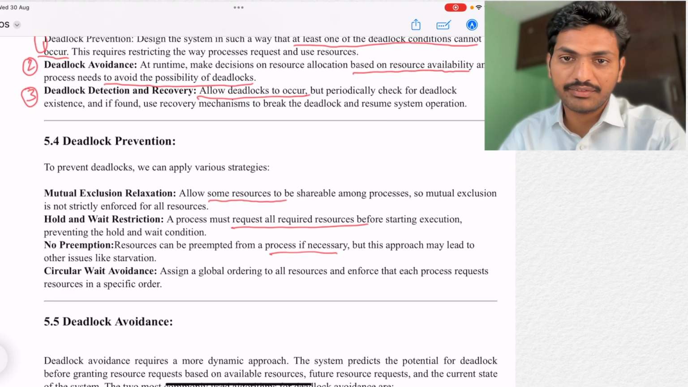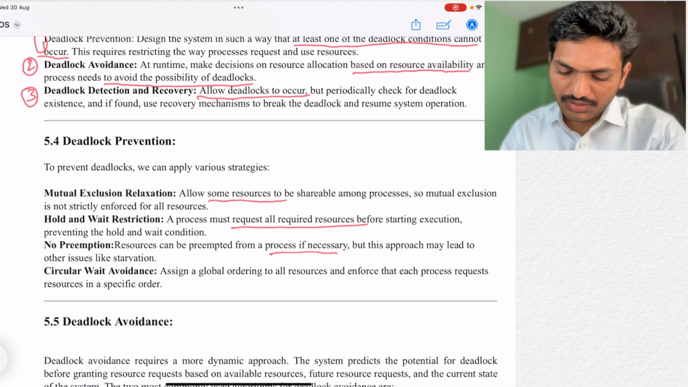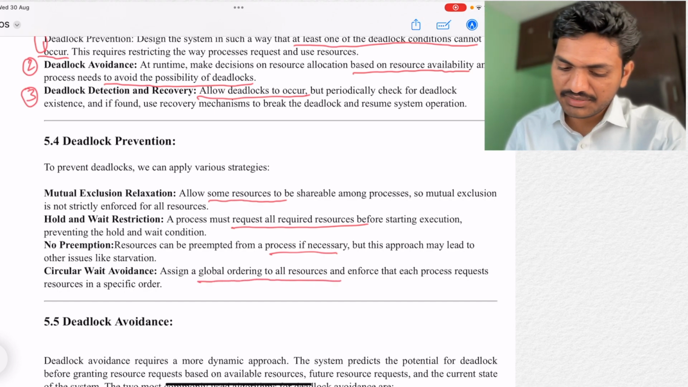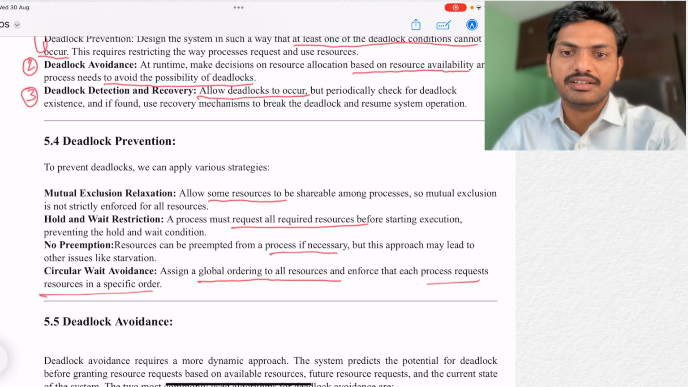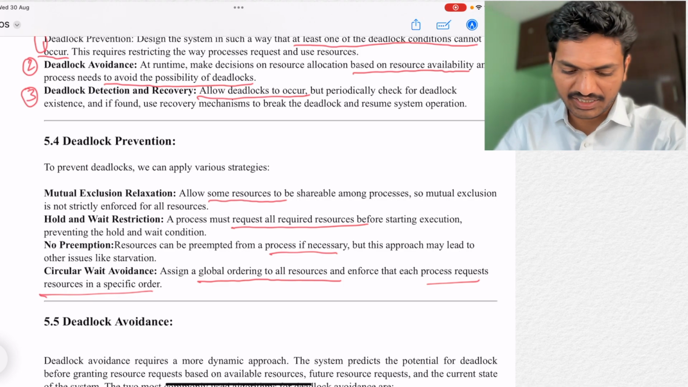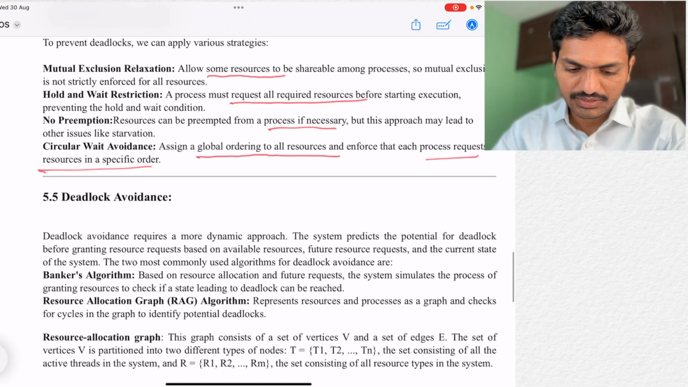Circular wait avoidance. We need to avoid this also, right? We will follow some ordering of resources. Each process must request the resource in some order. Suppose if we have a printer and scanner, we will order the items. Like for the printer we give order one, and for the scanner we give order two. If you have the printer, then only you can request the scanner. If you have the scanner in your hands, then you cannot request the printer, because the ordering is important here.